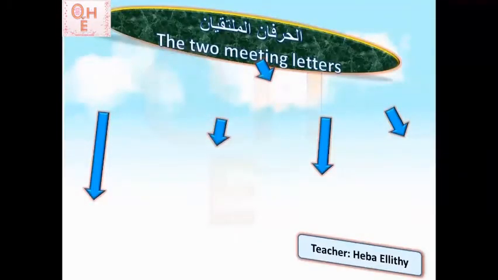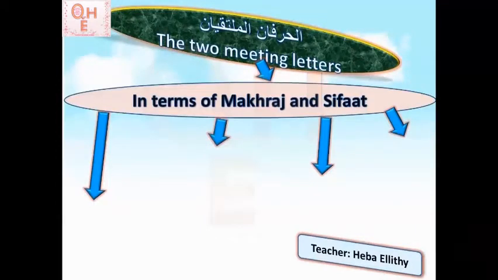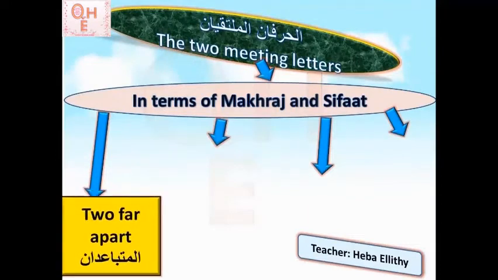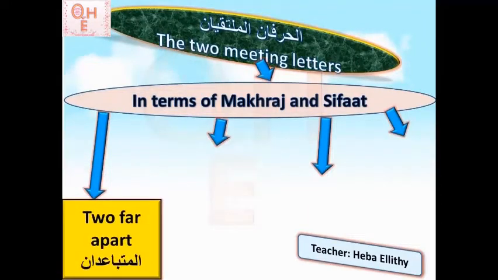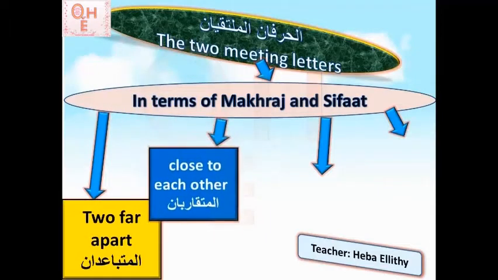We said any two letters meeting, we have to look from two angles. Number one, from the Sifat and the Makhraj. If the Sifat and the Makhraj are far from each other, in this case we call it Al-Mutamaselan. If it is close to each other, we call it Al-Mutaqareban, and this is our lesson for today.